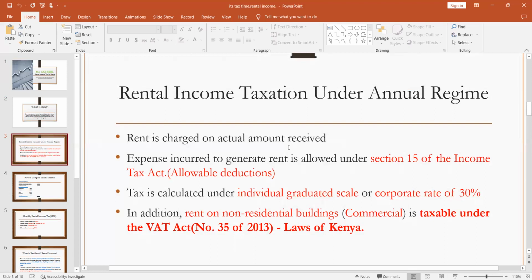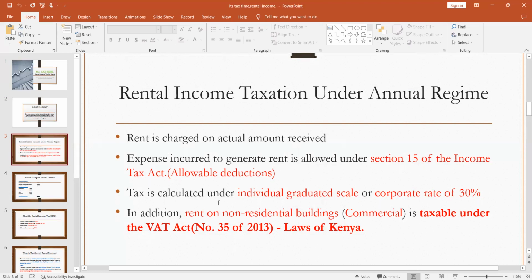So for example, you've granted the use of a rental property and people pay their rent on a monthly basis. We'll collect that and call it the rental income, what you receive for the use of that property. Then all expenses incurred to generate rent, meaning any expense incurred as a result of receiving that income, is to be allowed. And this is under Section 15 of the Income Tax Act. They are called allowable deductions.